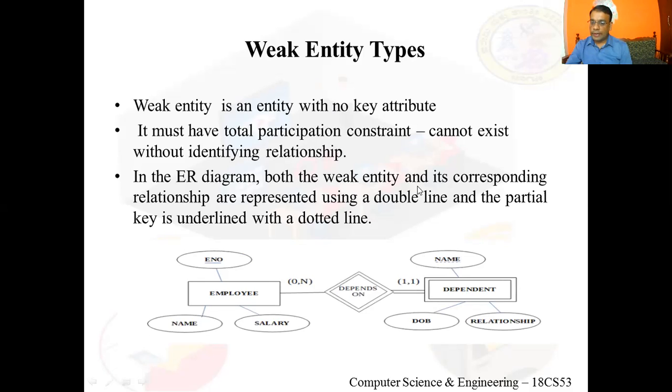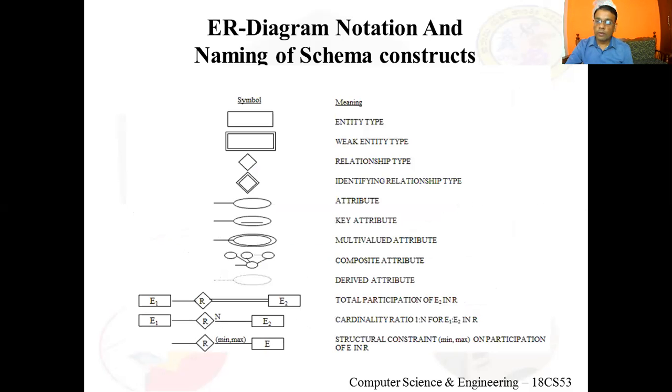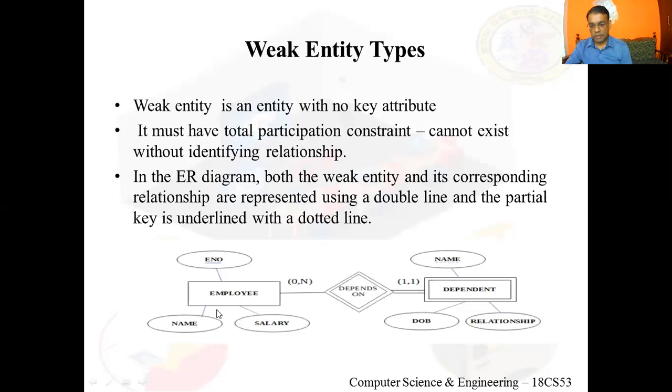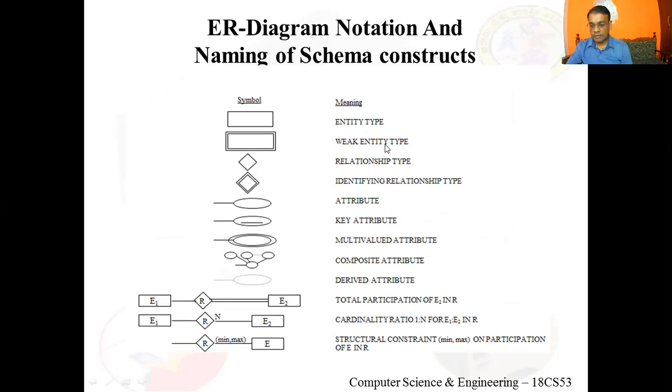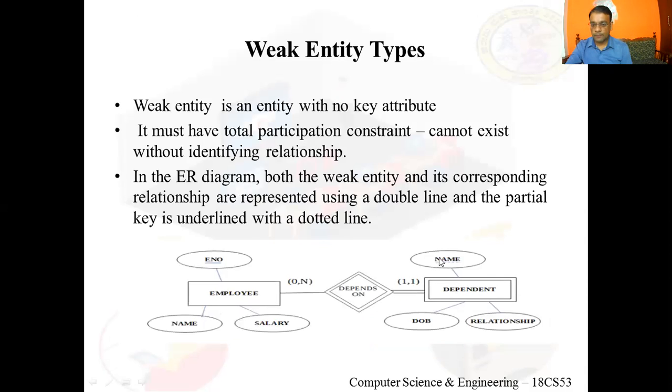In an ER diagram, both the weak entity and its corresponding relationship are represented using a double line, a double diamond shape. And the partial key is underlined with a dotted line. So entities that do not have key attributes of their own are called weak entities. So these are the notations of ER diagrams. A strong entity is represented with a rectangle. So that is given here, employee, strong entity. A weak entity is represented with a double rectangle. So dependent is a weak entity.